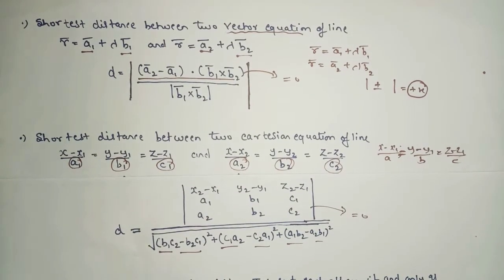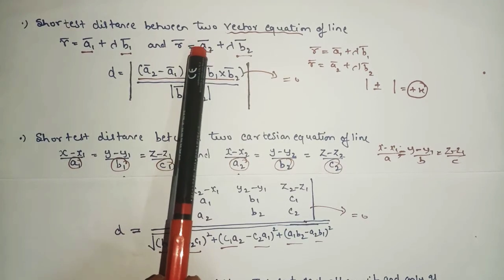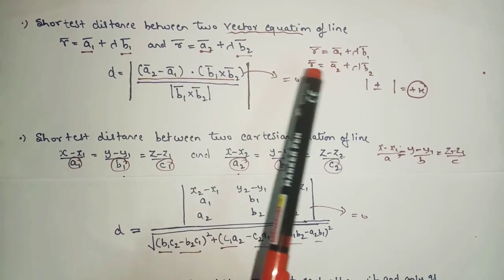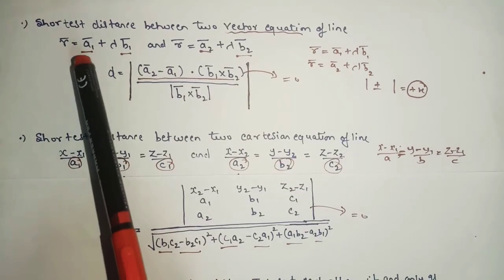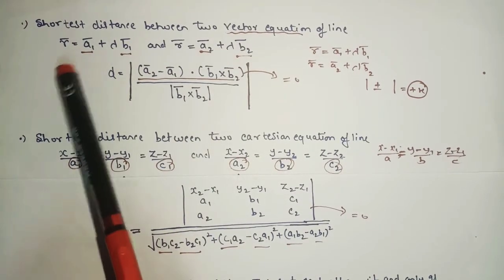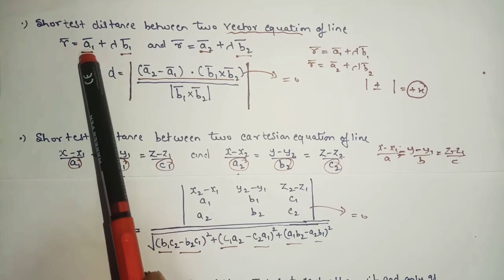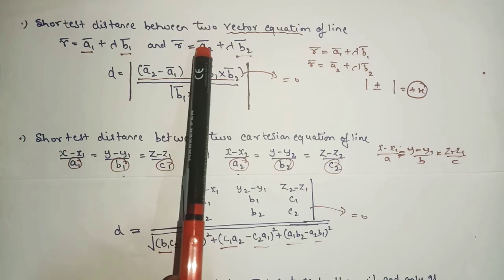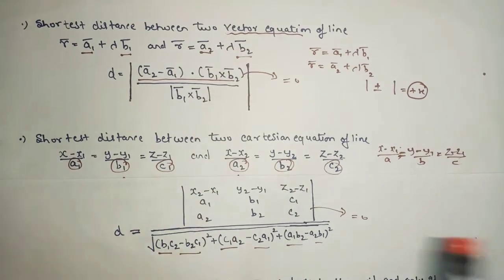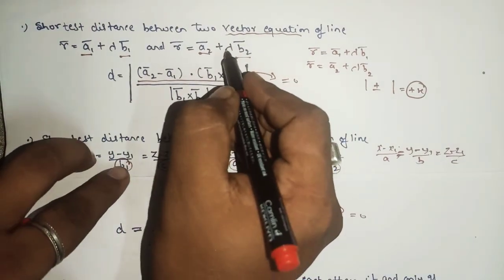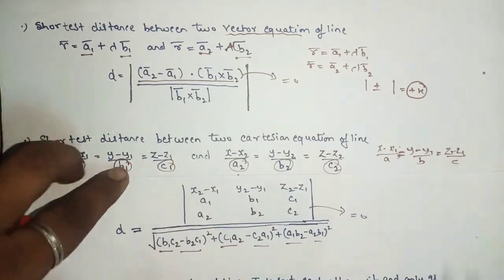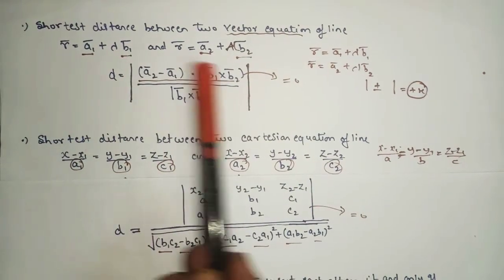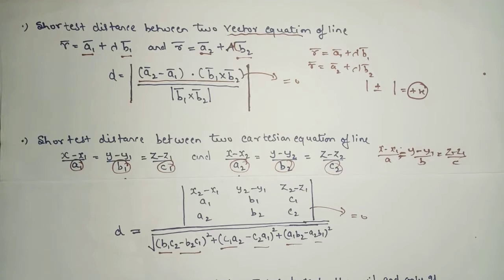Hello students, as in the last lecture we saw how to find the shortest distance between the two vector equations. As you will have two vector equations like this, r equals a1 bar plus lambda b1 bar, and r bar equals a2 bar plus lambda b2 bar. Here in place of lambda we'll take mu. In this way you will have two vector equations.